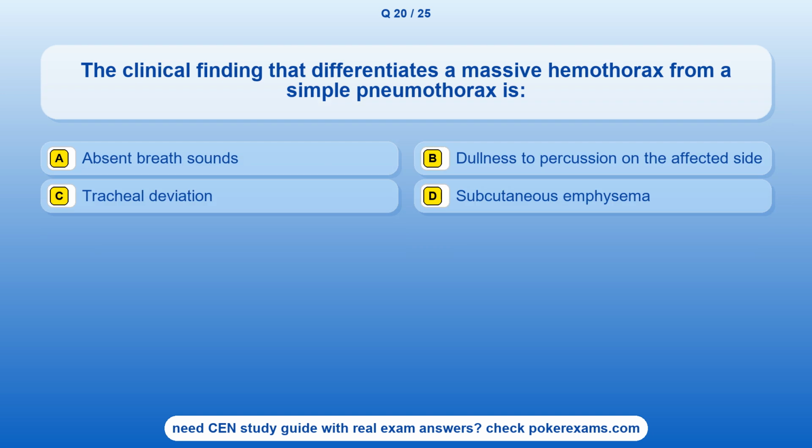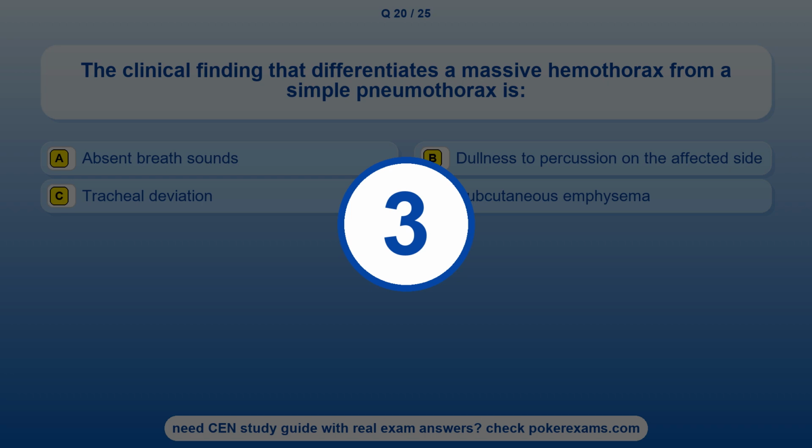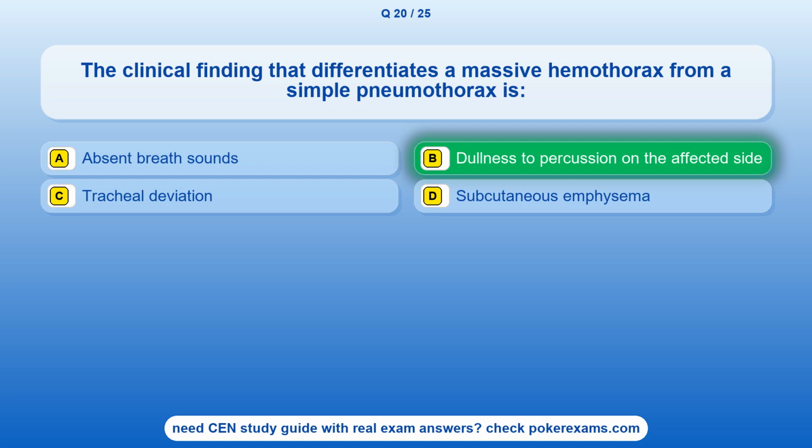Question 20. The clinical finding that differentiates a massive hemothorax from a simple pneumothorax is Option A, absent breath sounds. Option B, dullness to percussion on the affected side. Option C, tracheal deviation. Option D, subcutaneous emphysema. The correct answer is option B, dullness to percussion on the affected side.